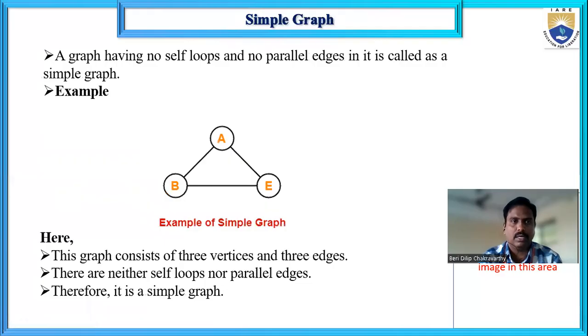Okay. So then, simple graph. A graph having no self loops. If a graph does not have any self loops and no parallel edges in it, it is called a simple graph. If you observe here, it doesn't have any self loops. It doesn't have any parallel edges. If it doesn't have any parallel edges and any loops, we will call it a simple graph or normal graph. This graph consists of three vertices and three edges. Neither self loop nor parallel edges are present. Therefore, it is a simple graph.